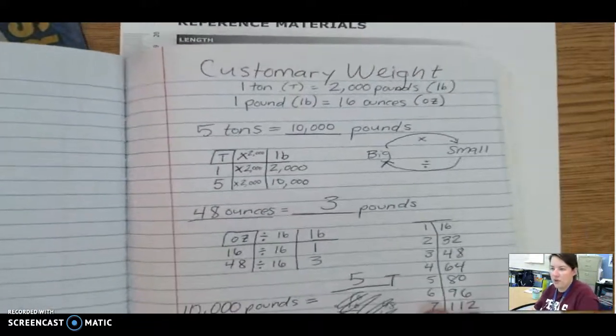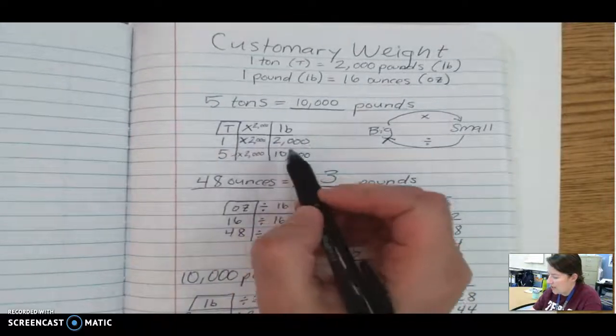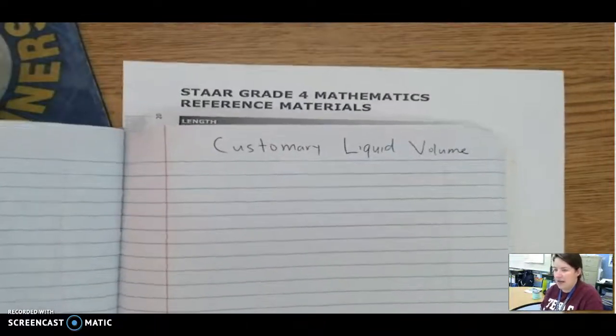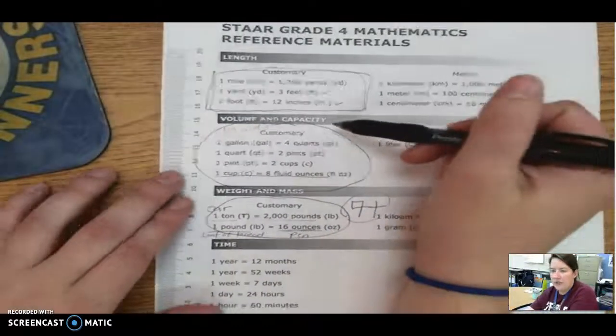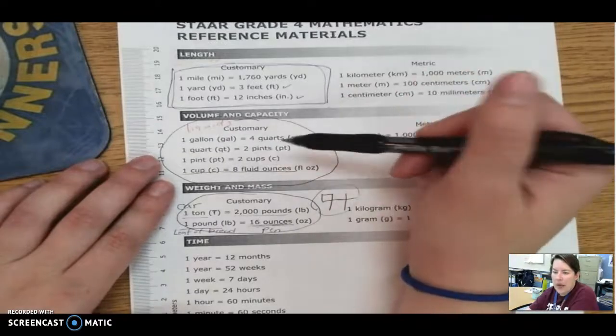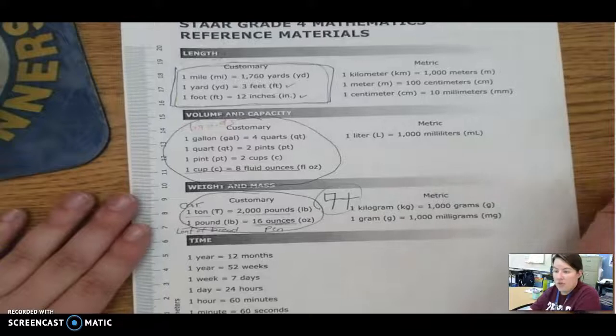So if you have your notes, you need to get those out from last time. So we were using this little strategy that we learned from Mr. Poole. And we're going to do the same thing today with liquid volume. So these words should look familiar to you. So we have like gallons, quarts, pints, cups, ounces. Those should be familiar to you.